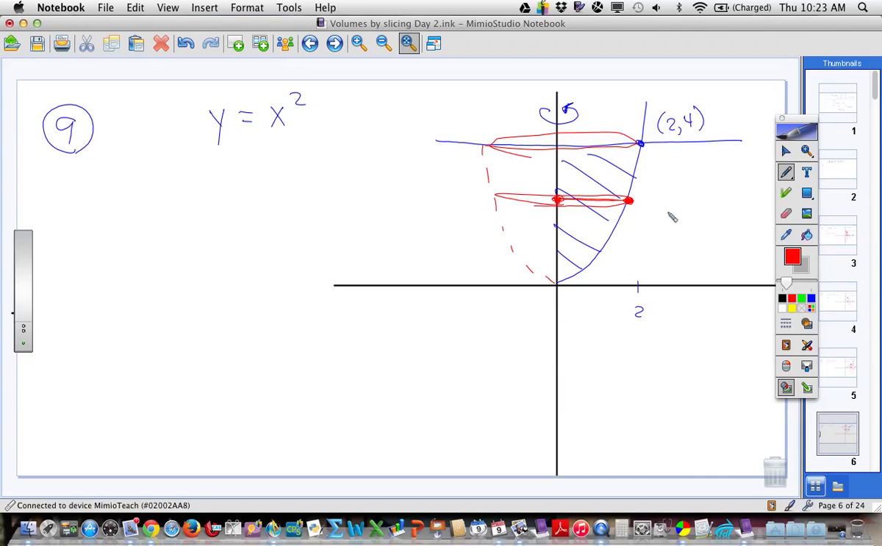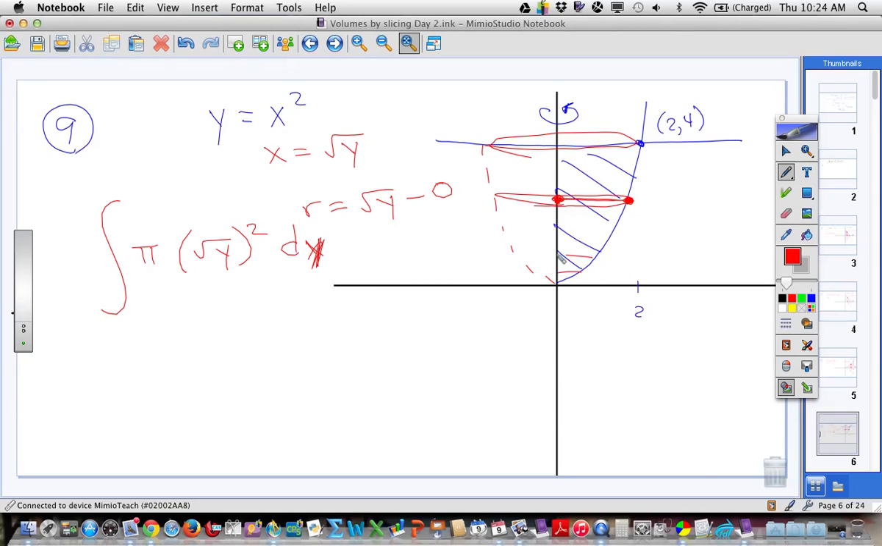How do I get the x coordinate? I have to solve this for x. So I square root. It'd be plus or minus, but this would be the negative side over here. This would be the positive side over here. So it'd be x equals square root of y. So I need to take the right x, so my radius is my right x coordinate, which would be root y, minus my left x coordinate, which is 0. So there's my radius. So now I've got pi times radius squared, oops, that'd be dy.